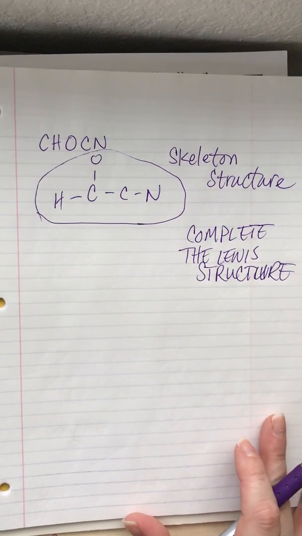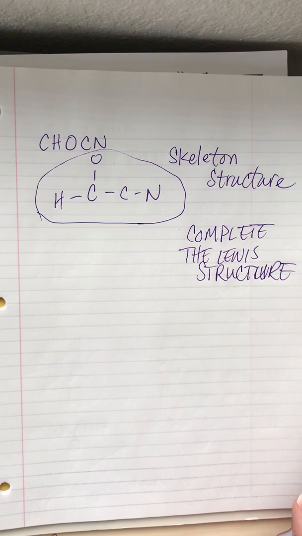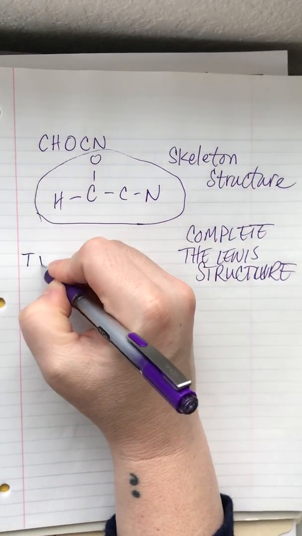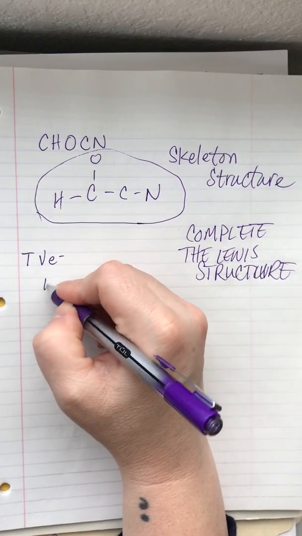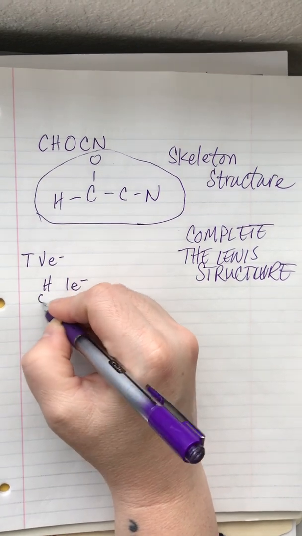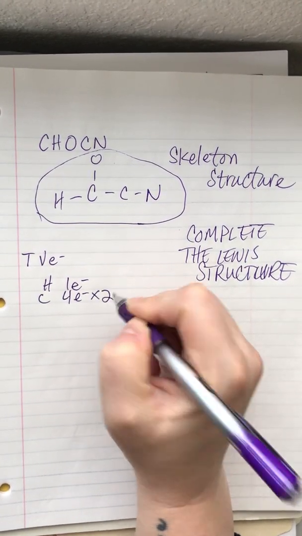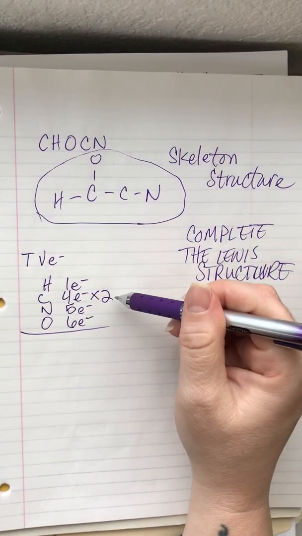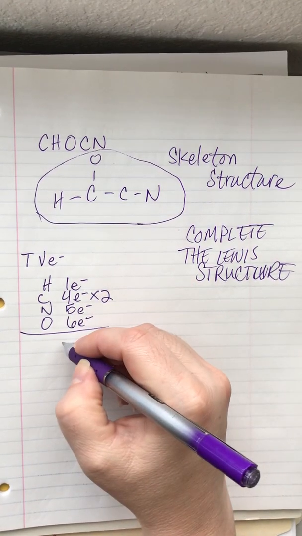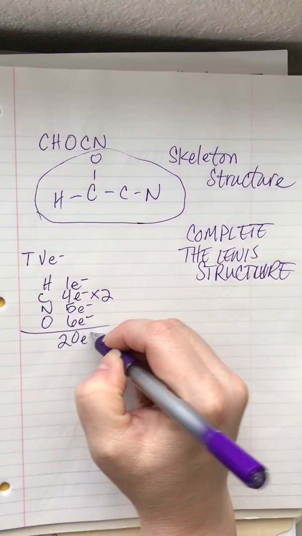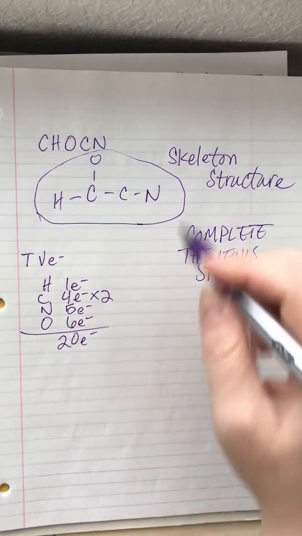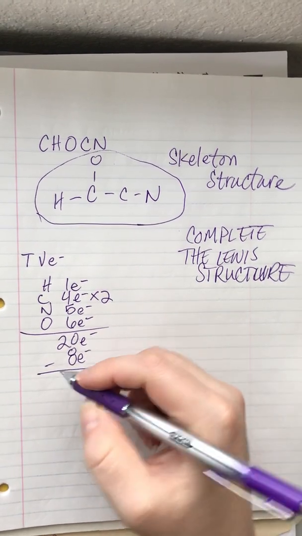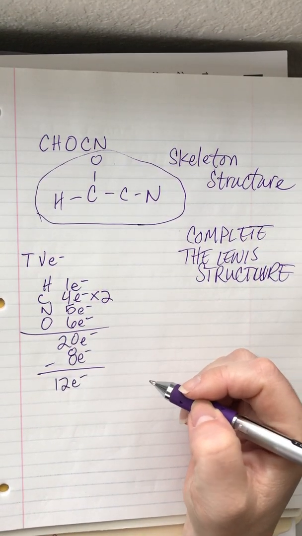So the way that you would complete a Lewis structure from a skeleton is exactly the same way that you would from the chemical formula, right? So for this one, we would just start by finding our total valence electrons. I think it's 20. So hydrogen has 1 electron, carbon has 4 electrons, and there's 2 of them. Nitrogen has 5 electrons, and oxygen has 6 electrons. So we got 8 plus 12. Is that 20? Did I do that right? Cool. All right, so we have 20 total valence electrons, and we have 2, 4, 6, 8 electrons used in bonding. So we have 12 electrons left over, right?